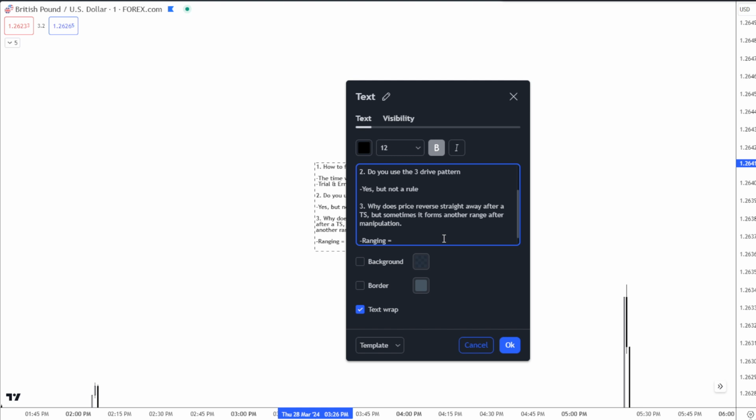So ranging equals range. A range will likely form at the higher time frame range high or low. And then if we're expanding, equals instant reversal, right? This is what I've noticed off my tape reading, but it also logically makes sense.